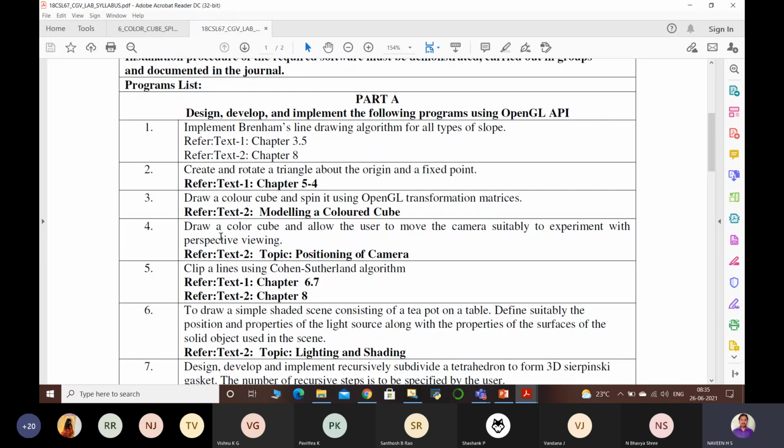So let's start with the basic one so that we can differentiate it from the other. The agenda is simple. We have to draw a color cube that contains 8 vertices and 6 faces. After constructing it, using either keyboard or mouse interface, you have to spin the cube, or change the direction of the cube.